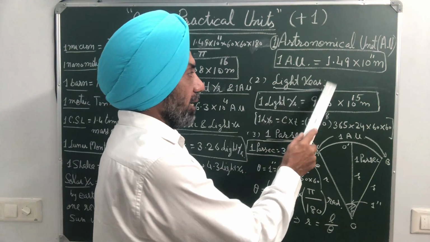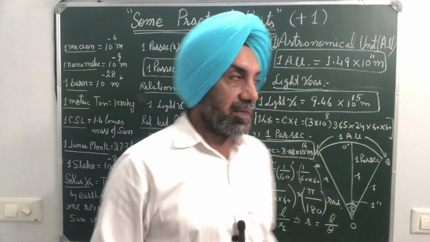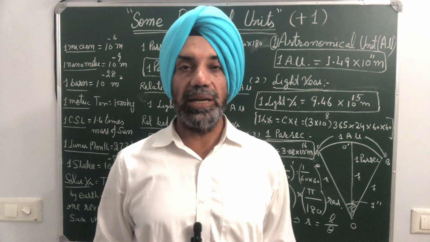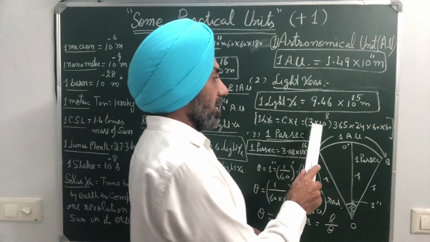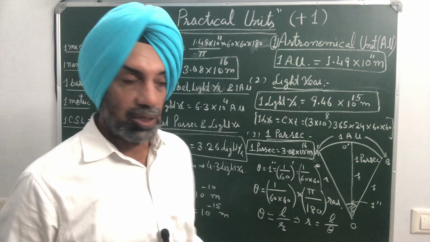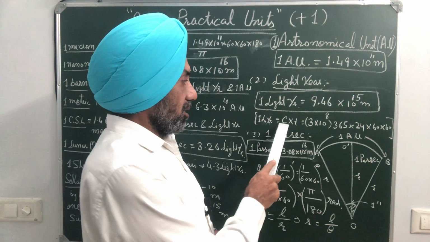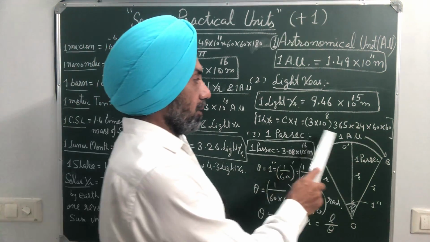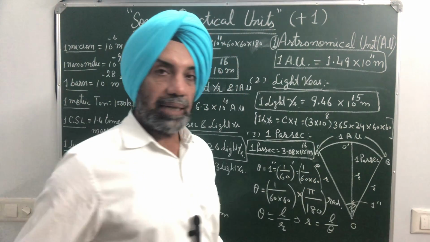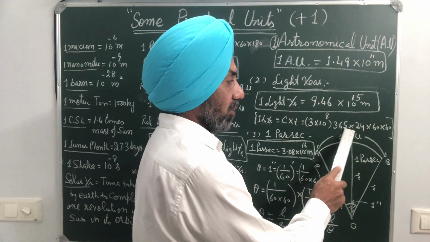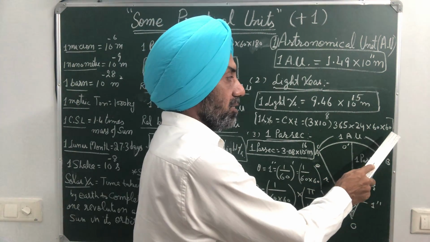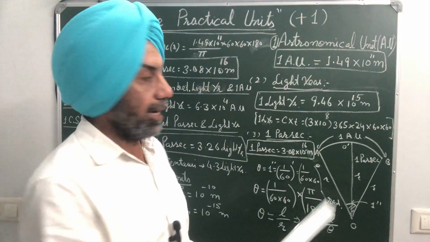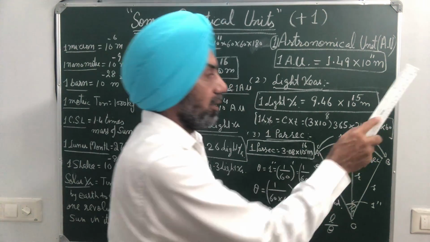Number 2, 1 light year. It is clear from the name, it is the distance traveled by light in vacuum in 1 year. In vacuum, the velocity of light is 3 × 10^8 meter per second. So we can calculate the value of 1 light year is equal to speed times time, 3 × 10^8, the velocity of light in vacuum, times the time in seconds. 1 year is 365 × 24 × 60 minutes × 60 seconds. If you calculate it, you get 1 light year is equal to 9.46 × 10^15 meter.